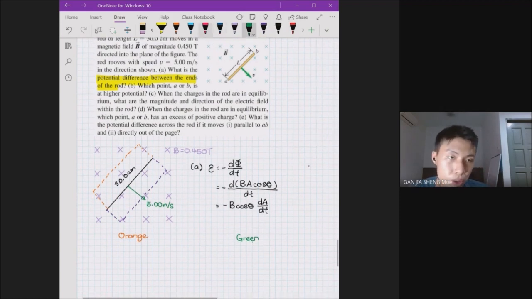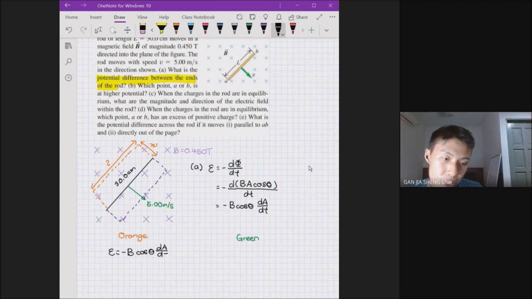If we follow the orange situation, then our EMF is equal to negative B cos theta. Then this will be our length. This will continue to be our length, and this will continue to be our width. Nothing too different from just now. You just need to imagine there's a loop over there, then you can change your area to length times width.